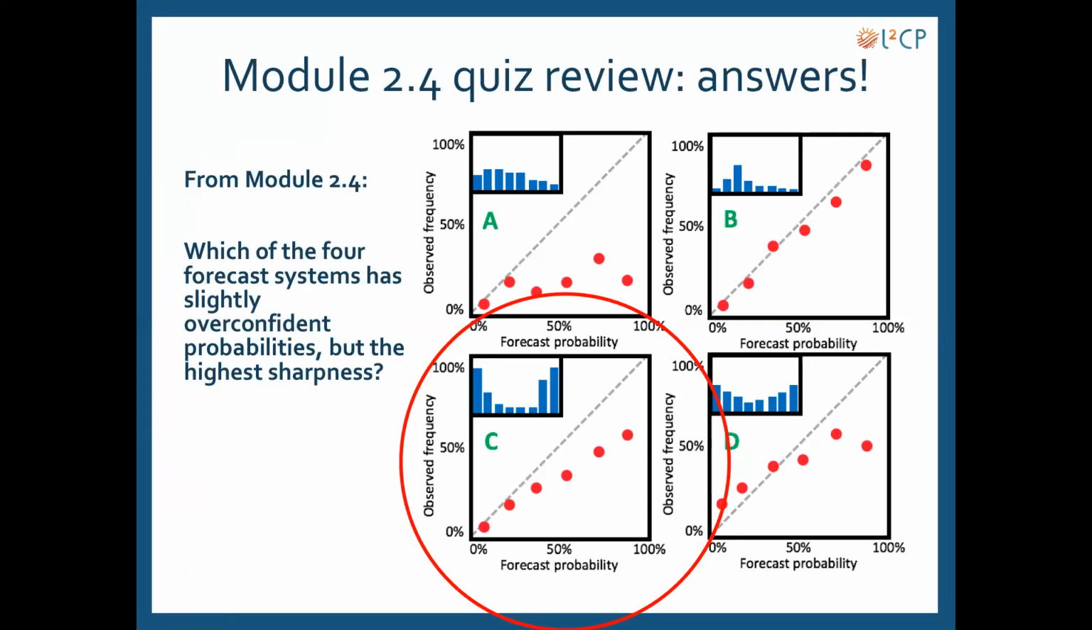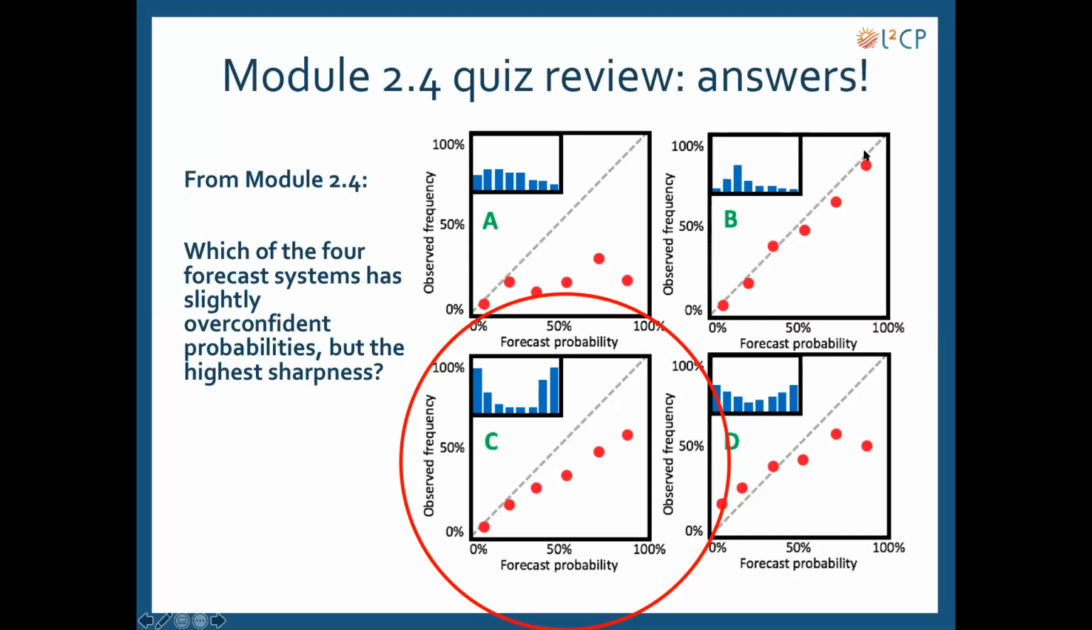What we're looking for here is a system which has slightly overconfident probabilities, but the highest sharpness. If you recall, reliability is measured by these red dots on the main diagram, and we're looking for the slope of that line to lie along the diagonal if it's reliable. If it's lying perfectly along the diagonal, it's perfectly reliable. So A is quite flat, in fact it's the flattest, so that's the least reliable and very overconfident. B is very reliable, so that's probably the most reliable.